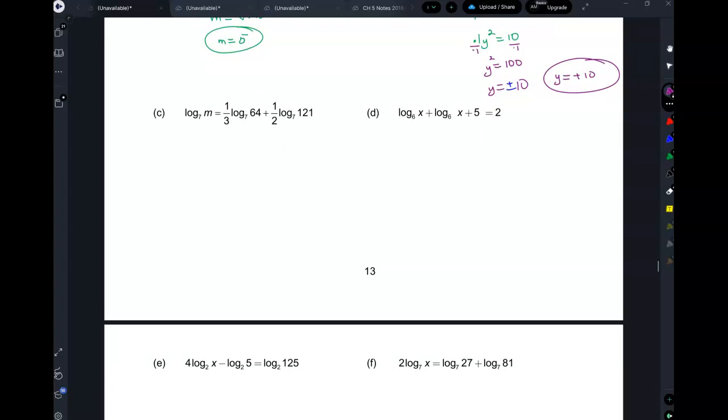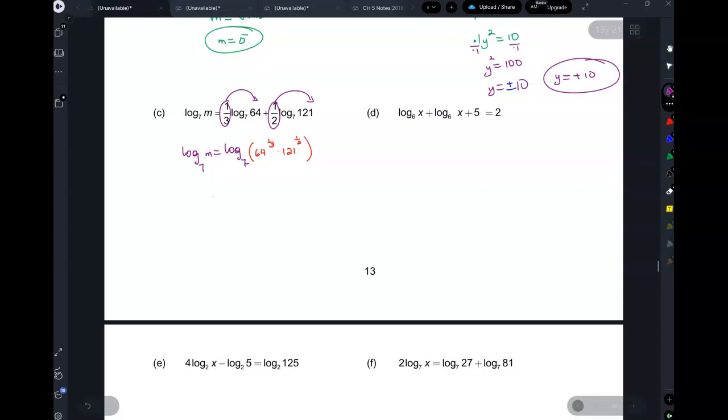Let's condense this. Log base 7 of m equal to. Okay, we're going to see if we can do this in one step. These are all going to be coefficients, right? I'm sorry, exponents. When I condense this, I'm going to have one logarithm. So this 64 blah blah and the 121 blah blah, are they going to be multiplied or divided? Multiplied. So it's going to be 64 to the 1/3, 121 to the 1/2.